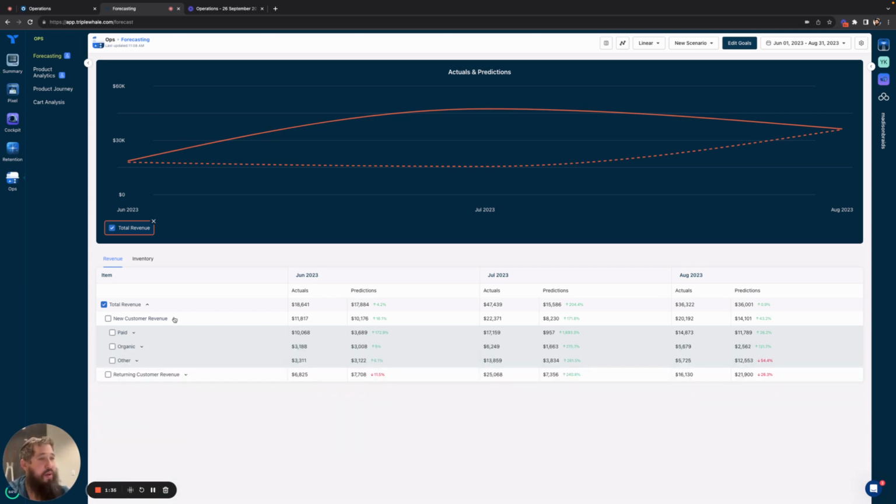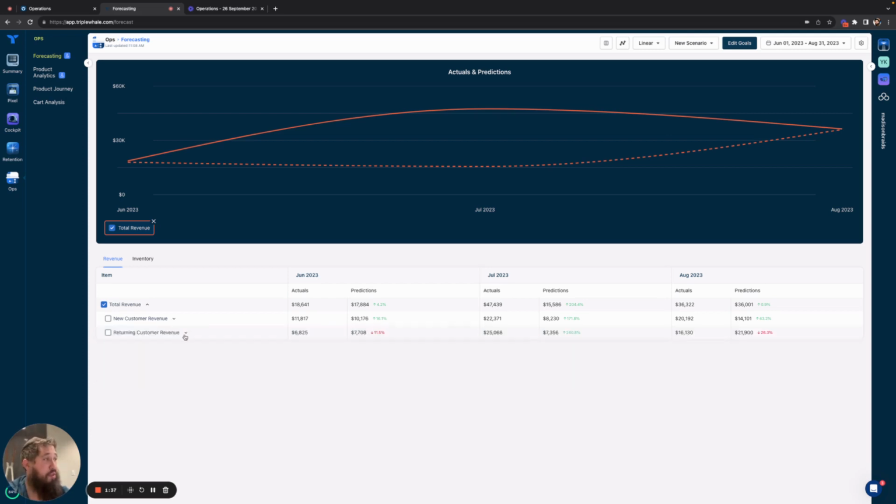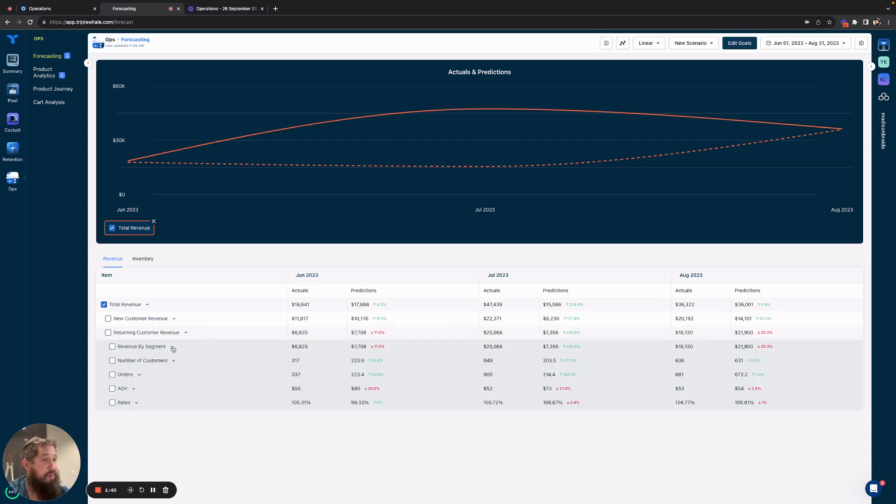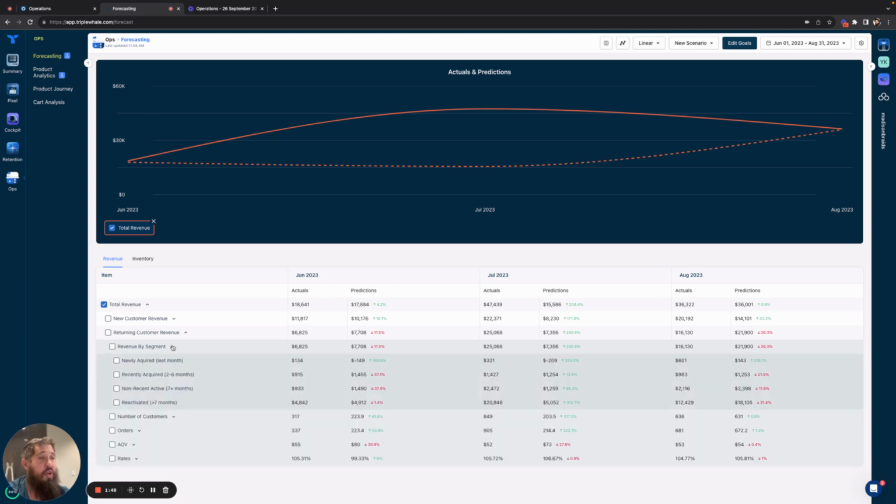That's for new customer revenue. It's organized by channel. For returning customer revenue, it's organized by segment. So we have revenue by segment, number of customers by segment, number of orders by segment, average order value by segment, repeat purchase rates by segment. What segment specifically? Well, we have newly acquired customers. Those are people whose first purchase was in the prior month.